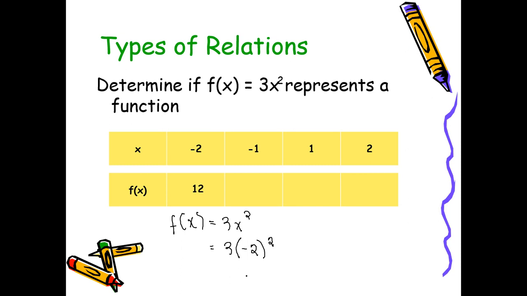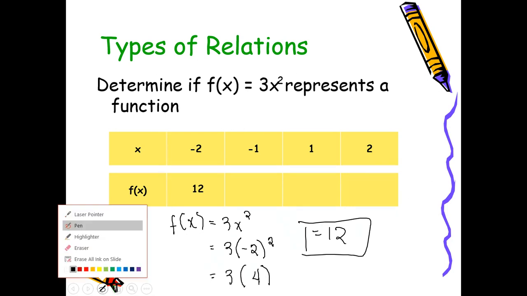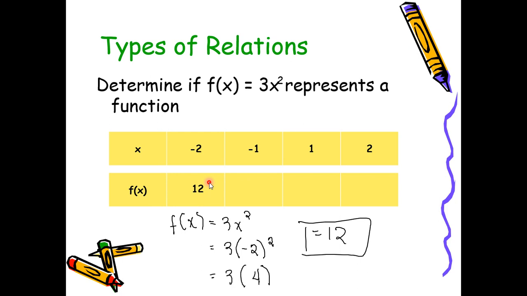So, si negative 2 po, pag in-squared natin yan, that will become positive 4. Tandaan, lahat po ng negative kapag na-squared, automatic po nagiging positive. Okay? Kasi based on the rule itself naman po, negative times negative is equal to positive. So, 3 times 4 lang po, that is 12. Kaya po, kapag si negative 2 yung value po ng x natin, meron po tayong 12.